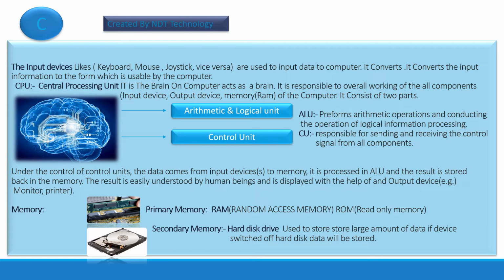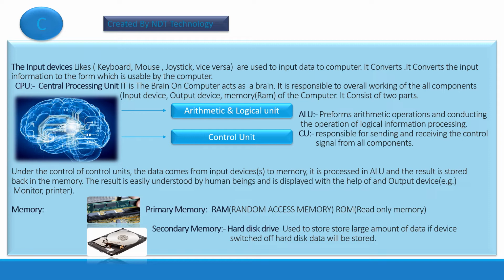Input devices, as I already told you, are keyboard, mouse, joystick, and they convert input information to a form which is usable by the computer. What is the CPU? It is the brain of the computer, responsible for the overall working of all components, like input devices, output devices, and memory of the computer. The brain consists of two parts: one is ALU, second is CU. ALU performs arithmetic operations and logical information processing, and the control unit is responsible for sending and receiving control signals from all components.